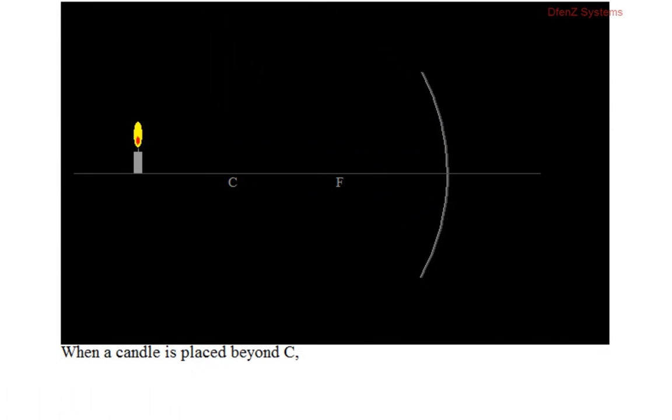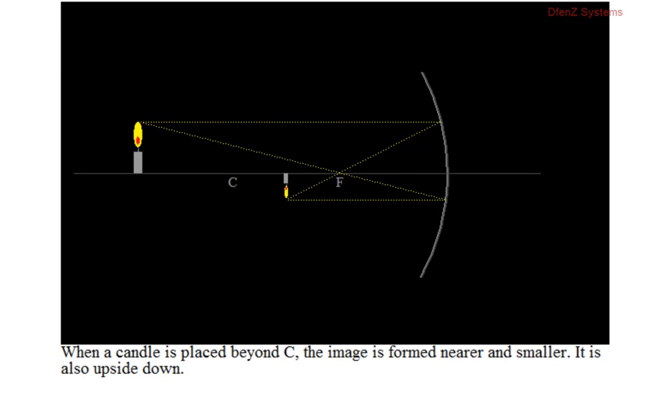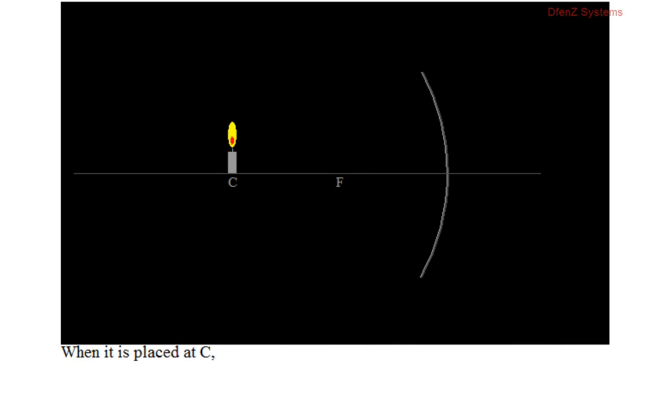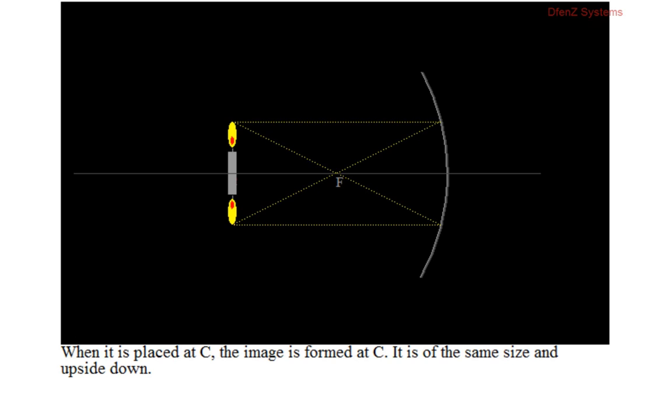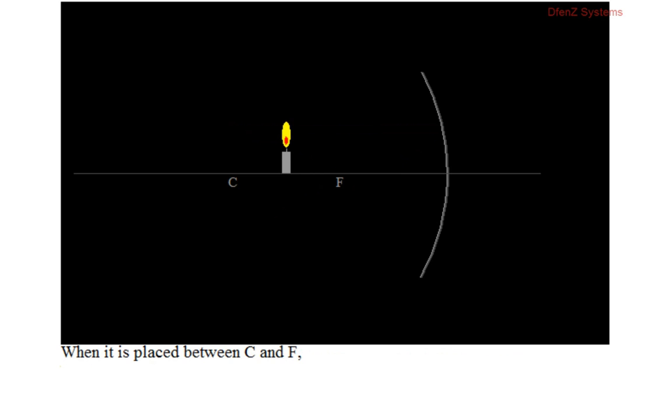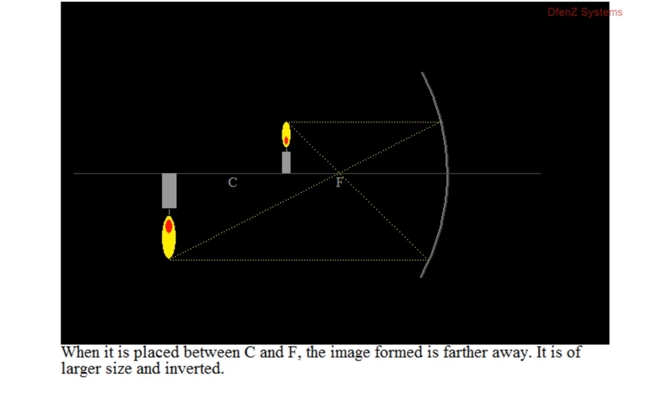When an object is beyond C, image is formed between F and C. The image is real, inverted, and smaller. When the object is placed at C, image is also formed at C. The image is real, inverted, and of the same size. When the object is placed between C and F, the image is formed beyond C. The image is real, inverted, and larger.